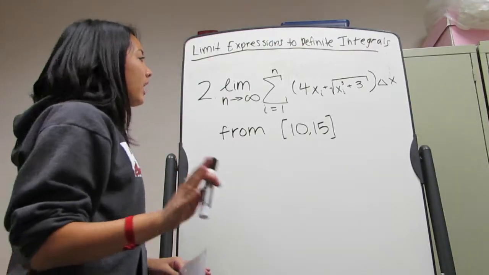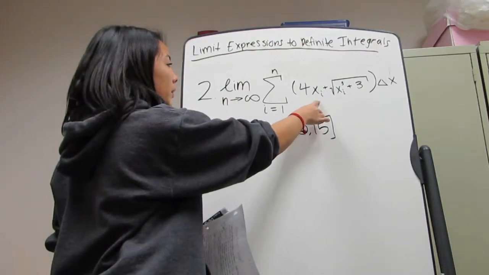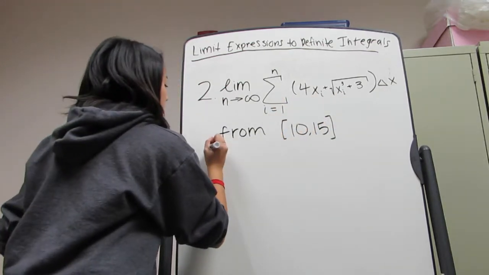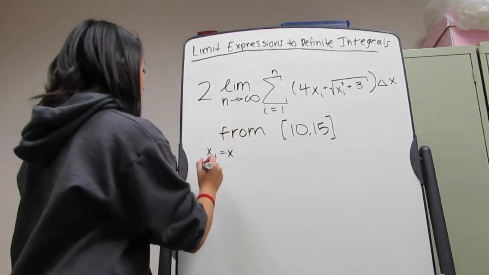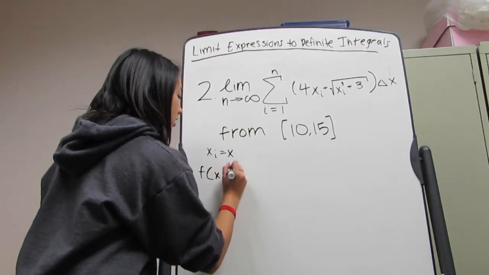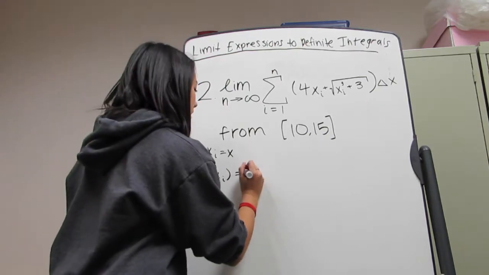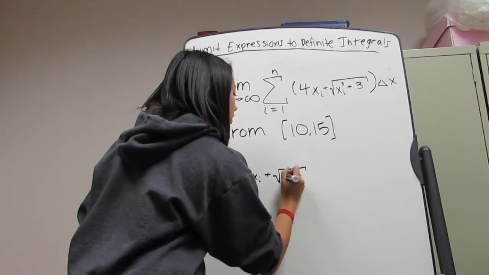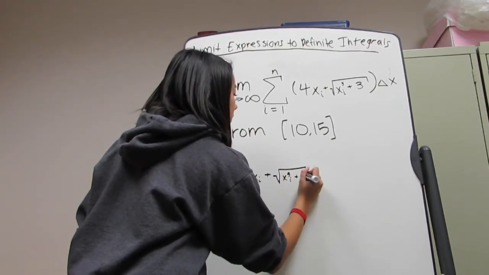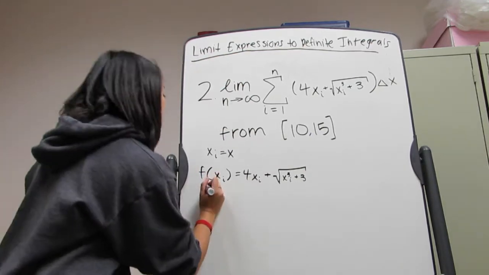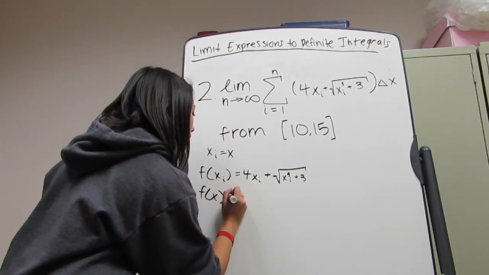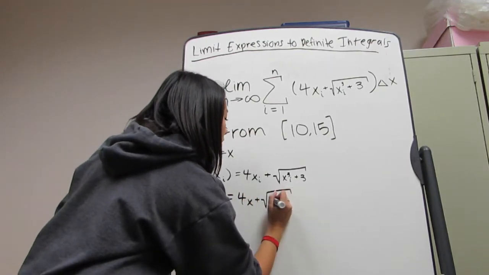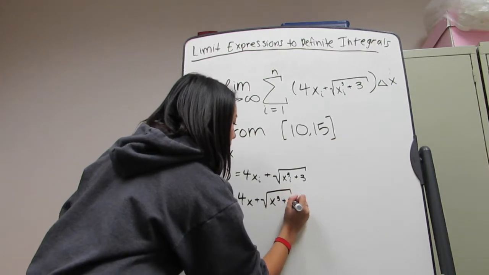So in this problem, like the last, we can see that there are x sub i's that we can substitute with x. So for this problem, we can also do that, which means that for our f of x sub i, our equation is 4x sub i plus square root of x cubed sub i plus 3. And this is equal to f of x equals 4x plus square root of x cubed plus 3.